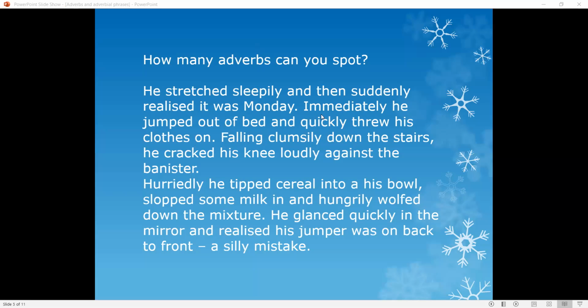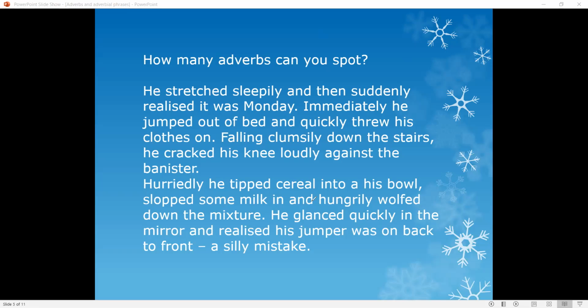Also, we have immediately. It's also an adverb of time. He jumped out of bed and quickly. This is an adverb of manner. Falling clumsily, like in a stupid way. And it's an adverb of manner. Down the stairs. But is it an adverb?